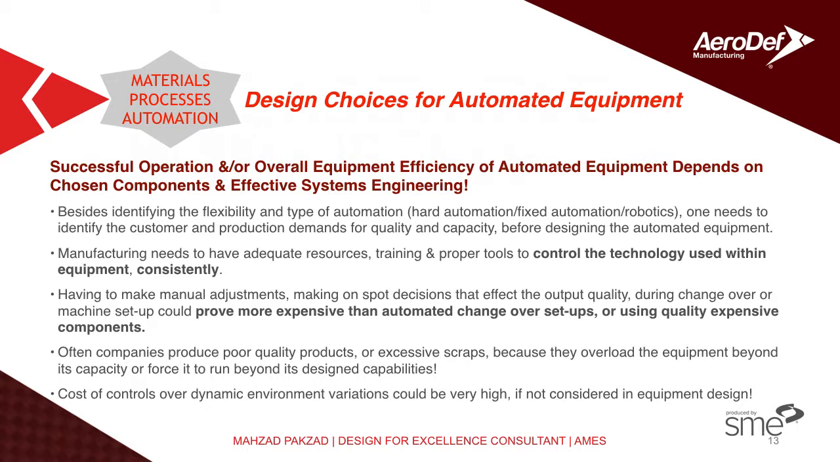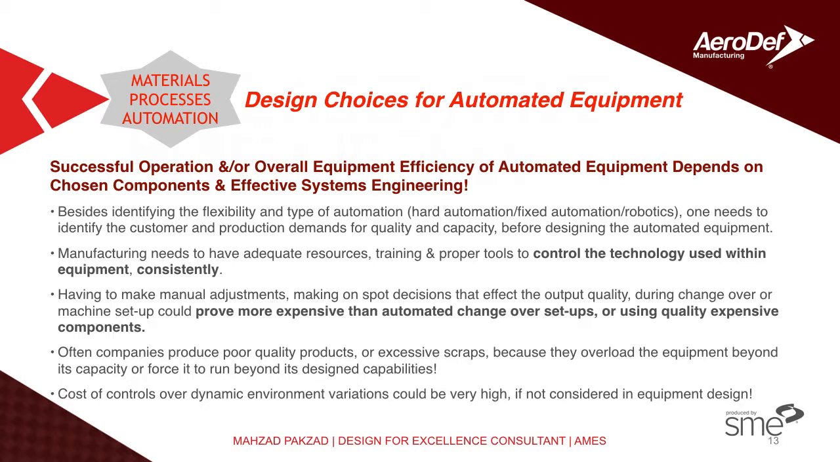Design choices for automated equipment. Successful operations and/or overall equipment efficiency of automated equipment depends on the chosen components and effective systems engineering. Besides identifying the flexibility and type of automation, hard automation, fixed automation, robotics, one needs to identify the customer and production demands for quality and capacity before designing the automated equipment. Manufacturing needs to have adequate resources, training, and proper tools to control the technology used within equipment consistently.